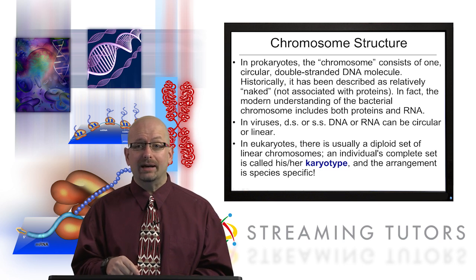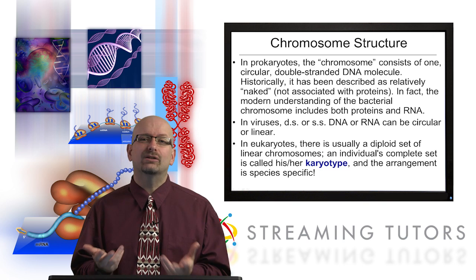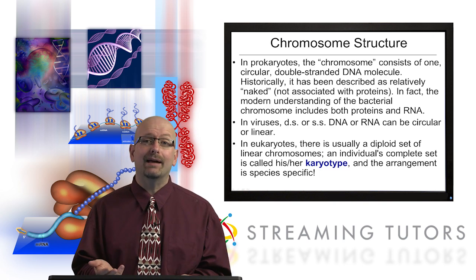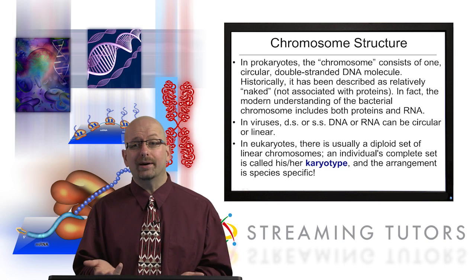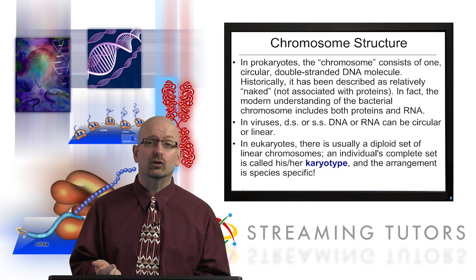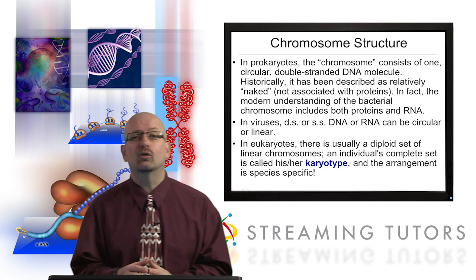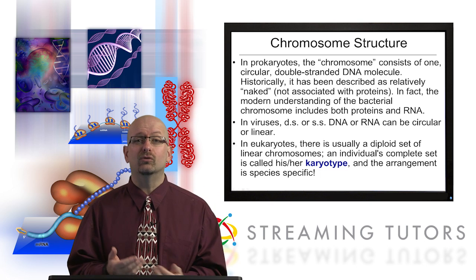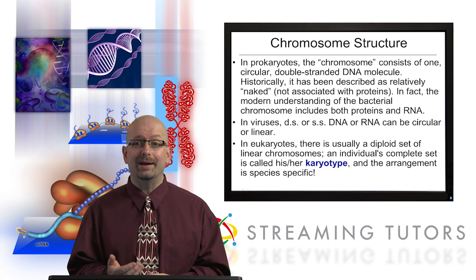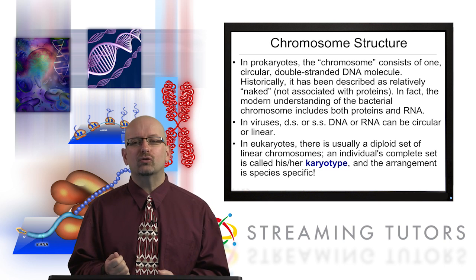In viruses, again, just for the record, some people are a little bit hesitant to call them chromosomes, but they certainly have DNA or RNA, and it can be double-stranded or single-stranded. It can be circular or linear. So viral chromosomes or viral genomes are extremely varied. There's really no general rule you can make about them. But we want to focus on eukaryotes.